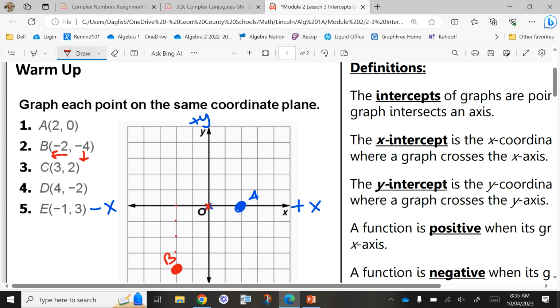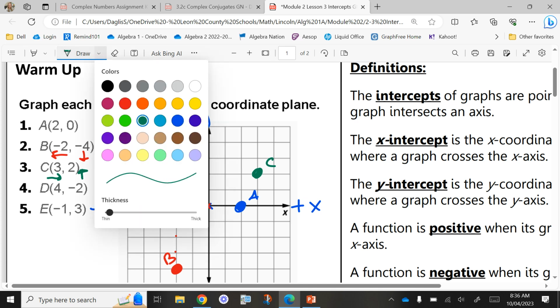All right, how about point C? 3, 2. I think you had it right the first time. 3 to the right and then 2 up. So our x is positive, we go to the right. Our y is positive, we go up.